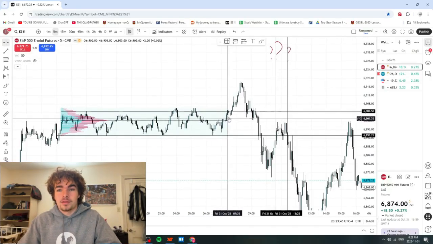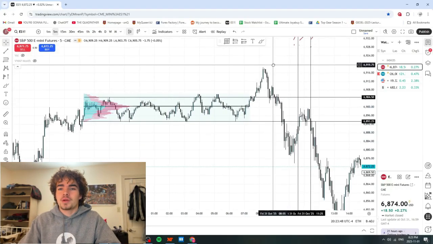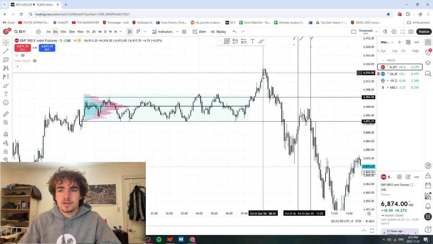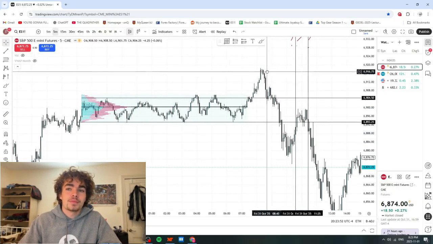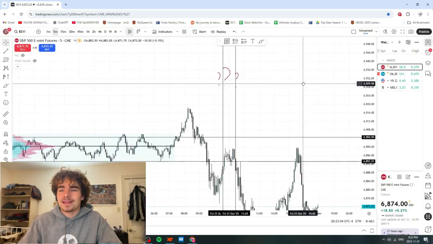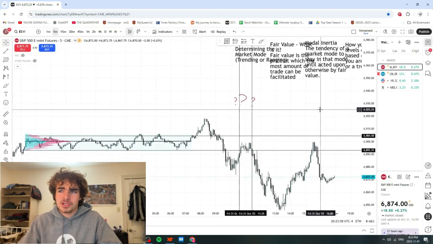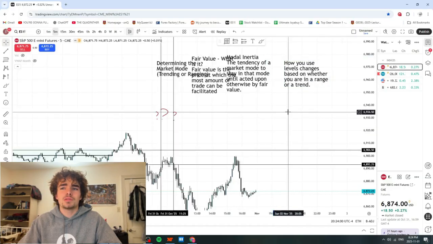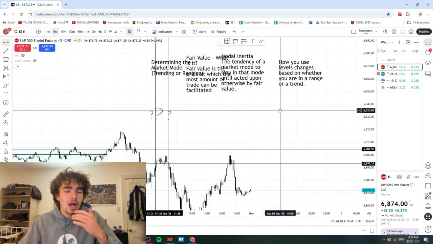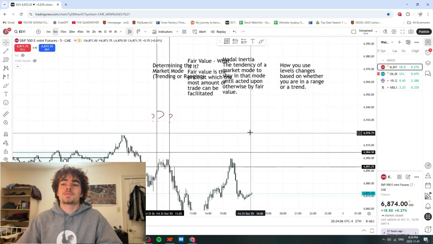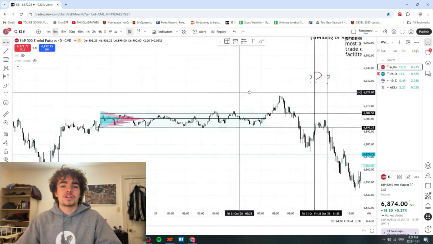And when it does break out, that's when you know something's going kind of weird. When price comes all the way up here, that's a sign that maybe the market mode or the regime is changing. So how you use levels changes based on whether you are ranging.